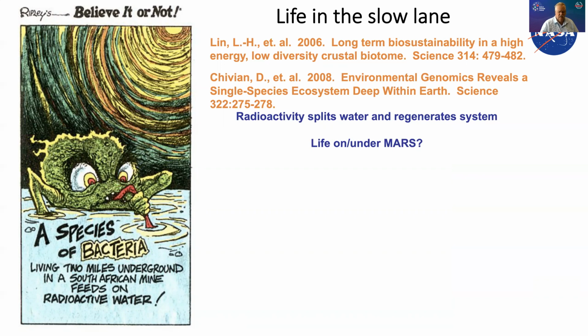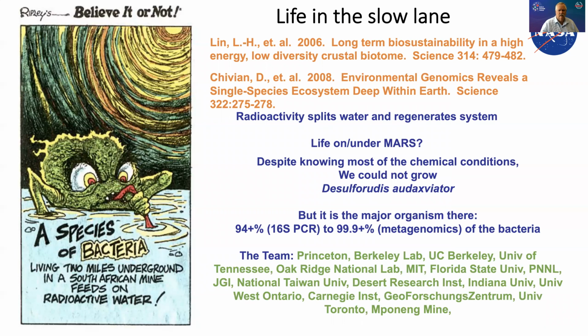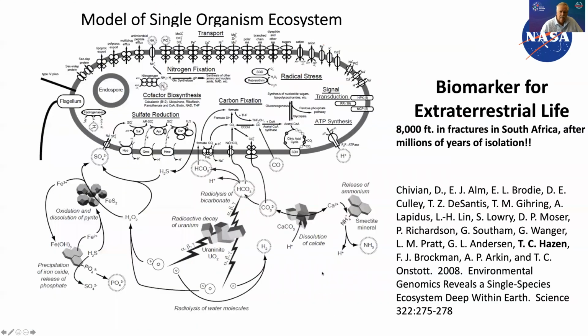And the reason NASA was interested in this is, of course, because it potentially could represent life on or under Mars. And despite knowing most of the chemical conditions, we could not grow this bacteria that we found, the Sulfurudus adaxiator, but it was 94% of the 16S and 99.9% of the metagenomics. And you see the large group of people here that were involved. So this could be an actual biomarker for extraterrestrial life.